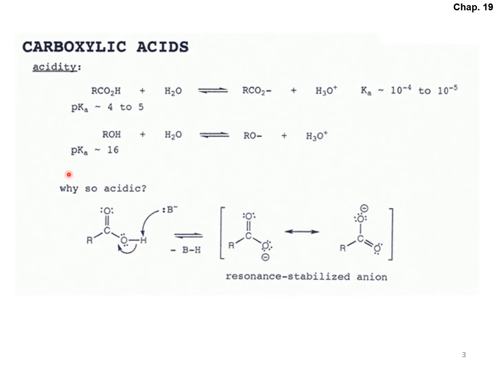Because when you take the proton off of an alcohol molecule or a water molecule, you end up with a localized anion on oxygen, only one resonance structure. But if you take the proton off of a carboxylic acid, you end up with a resonance stabilized anion.